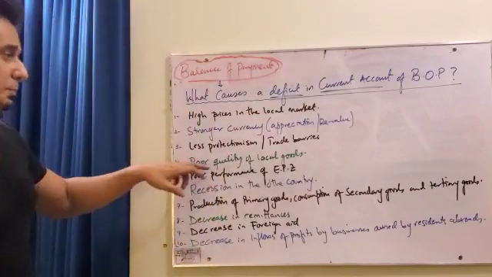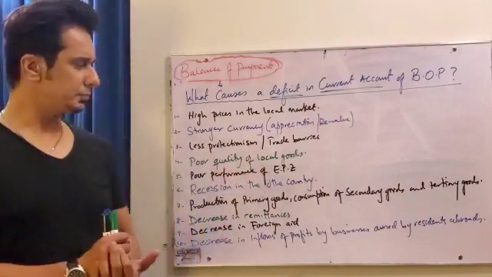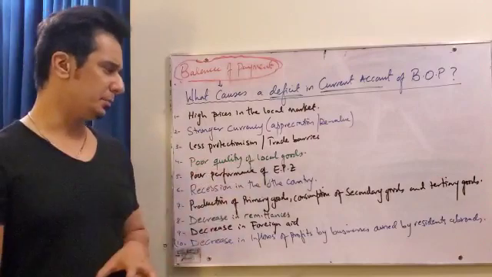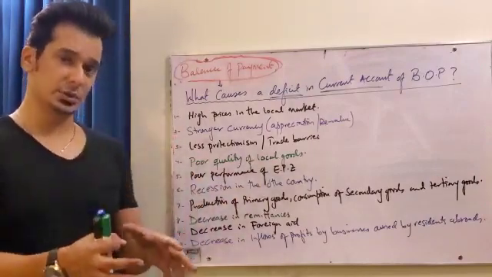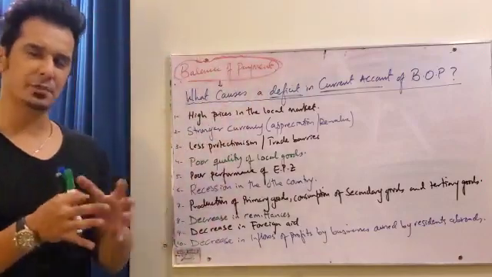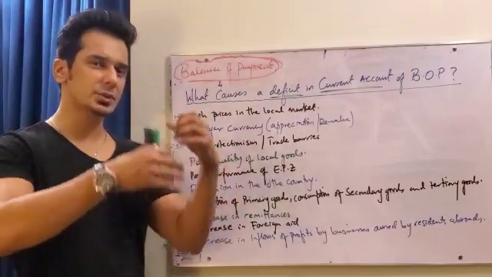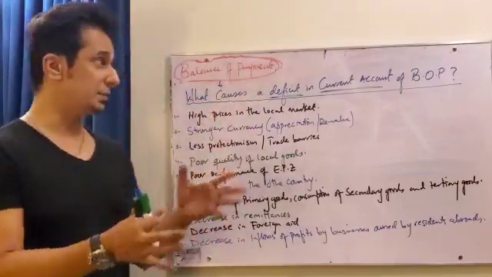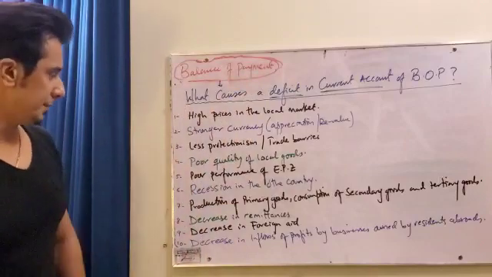Okay, poor performance of EPZ. EPZ stands for Export Processing Zone. Now, this is a department of the government that finds market for locally produced goods in the international market. Now let's suppose the EPZ is not performing well, so local producers will be producing that good, but they won't be able to sell it much in the international market. So this can also create a deficit in the current account of the balance of payment.